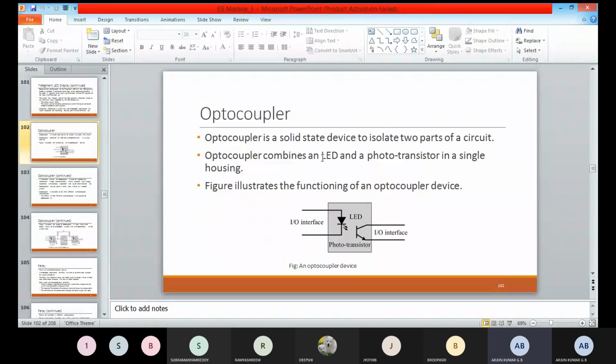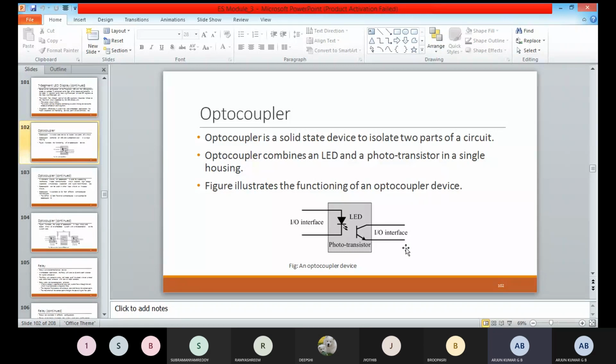This is one of the optocoupler devices. It is a solid state device that can be used for isolating two parts of the circuit. If we want to turn off, we can use this optocoupler for isolating the two circuits.